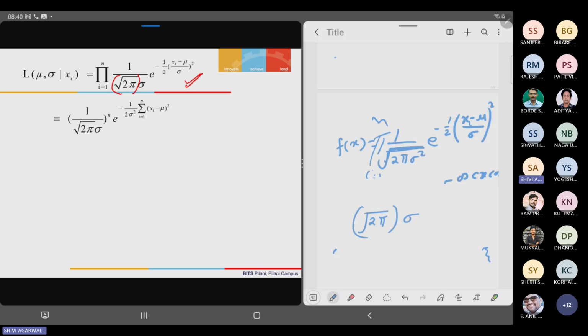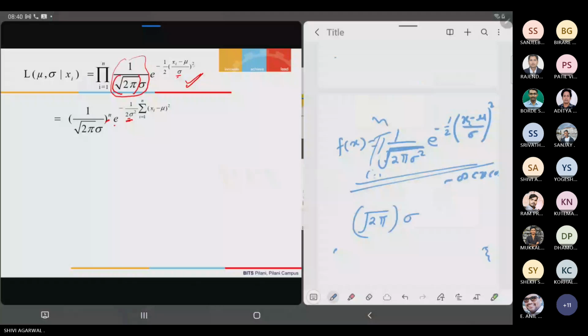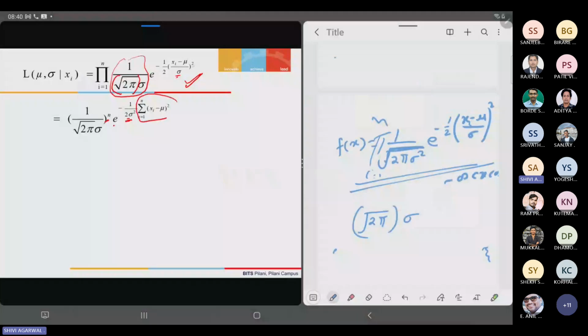So we are multiplying it n times. We can say this is the constant term, multiplied n times, so power n. Now e to the power minus half sigma square. The square is taken outside from this, and because it is in exponentials, we are multiplying the exponential function, so it will become the summation of xi minus mu whole square, when we multiply it.